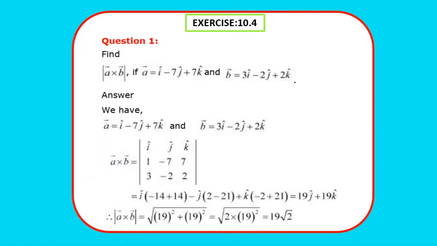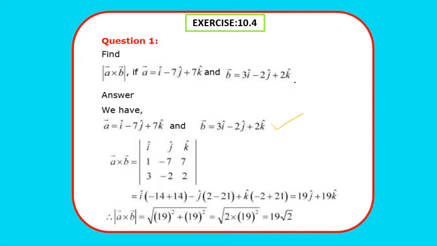So keeping all these points in mind, let's start exercise 10.4 and question 1. Find the magnitude of A cross B if vector A is equal to i minus 7j plus 7k and vector B is equal to 3i minus 2j plus 2k.